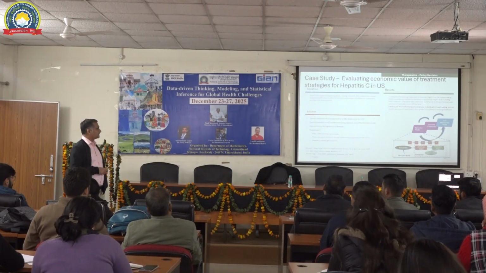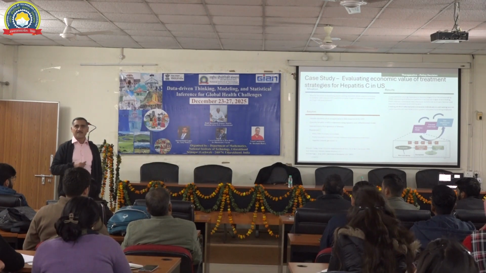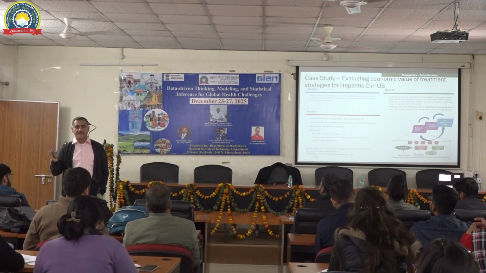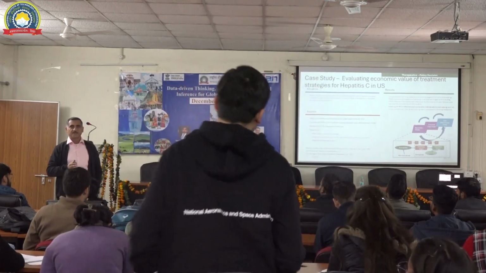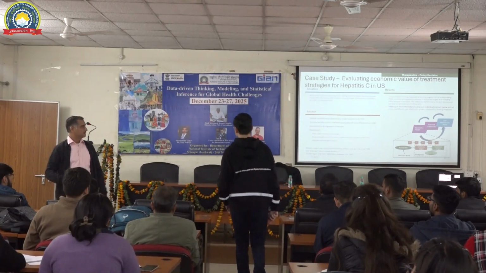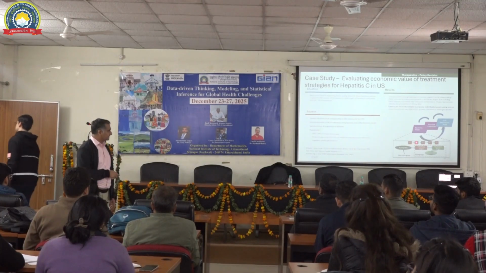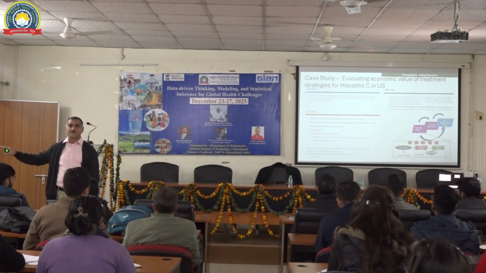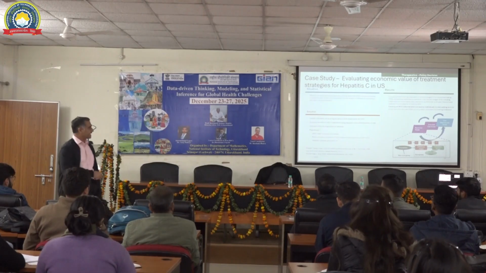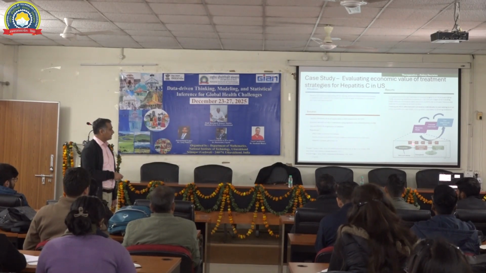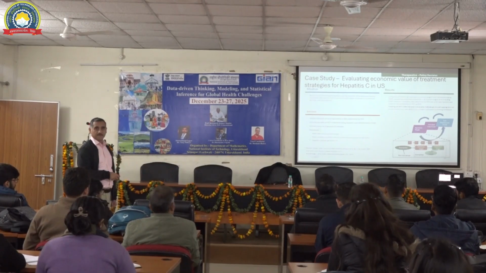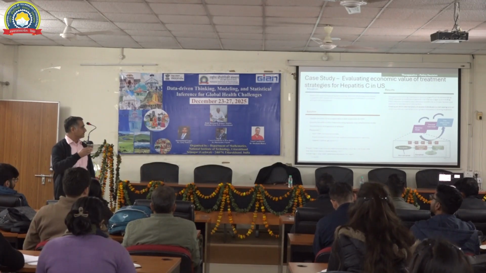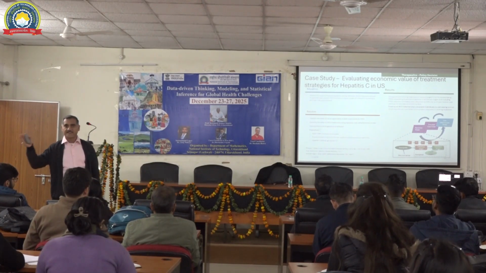Basically, hepatitis C is a liver disease. The liver stops functioning the way it is supposed to function, right? There are different stages of the liver disease: first stage, second stage, third stage, and eventually the liver stops working. So we are capturing this disease in different stages of the liver, meaning the number of infected people in each liver stage.